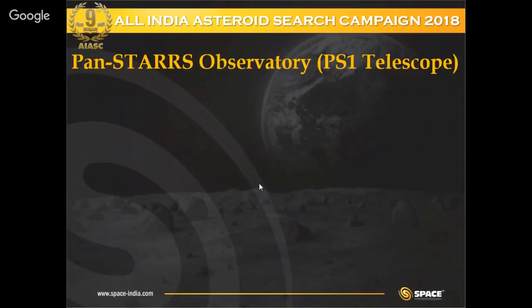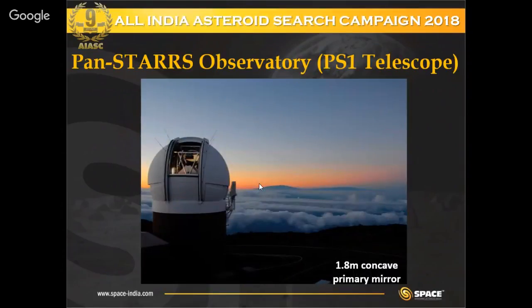Now, what telescope is actually used for this particular campaign? There is a PS1 telescope at Mount Haleakala in Hawaii, right? This is Haleakala Observatory, and the telescope has a mirror of diameter nearly 1.8 meter, a concave mirror, right?